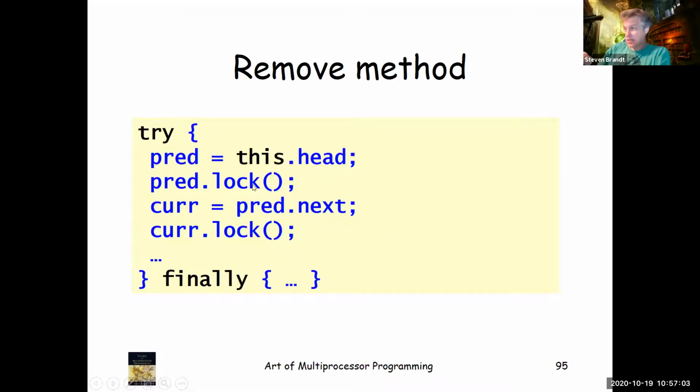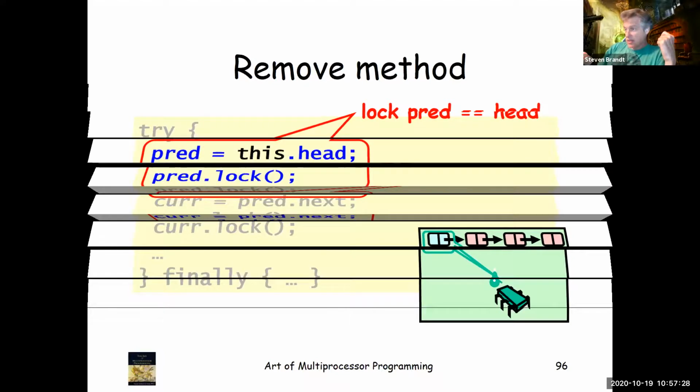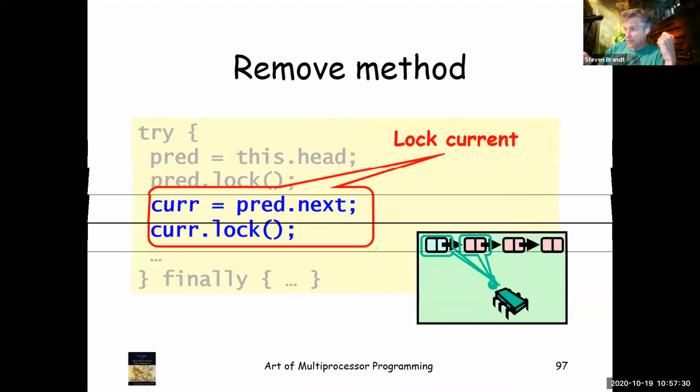And that's going to look something like this. So we're going to get the predecessor from the head. We're going to lock the predecessor. And then we're going to get the current from the predecessor's next. And then we're going to lock the current. So we're always locking nodes in order from the beginning to the end. So this is locking the predecessor. This is getting the next one and locking that.